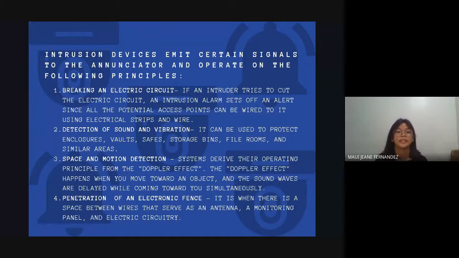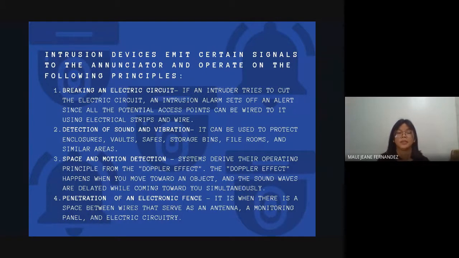Number 2, detection of sound and vibration. It can be used to protect enclosures, vaults, safes, storage bins, file rooms, and similar areas. This intrusion alarm system defenses are effective in protecting tiny microphones that can pick up sounds or vibration from a distance that may hinder the intruders and their actions.